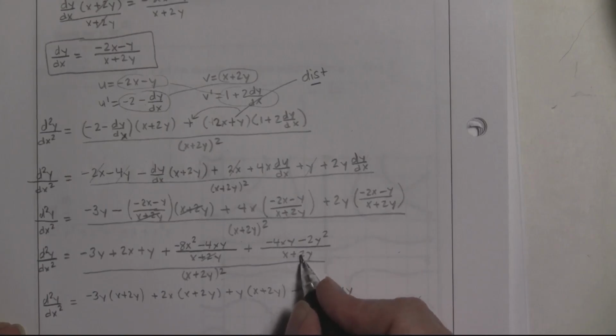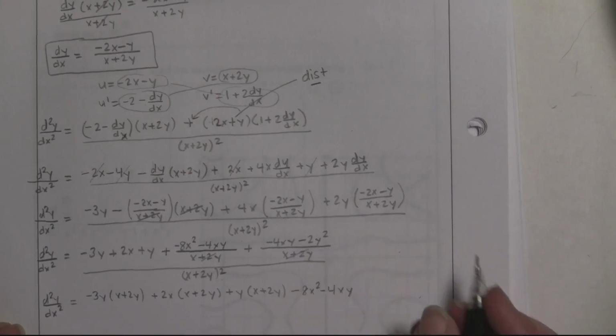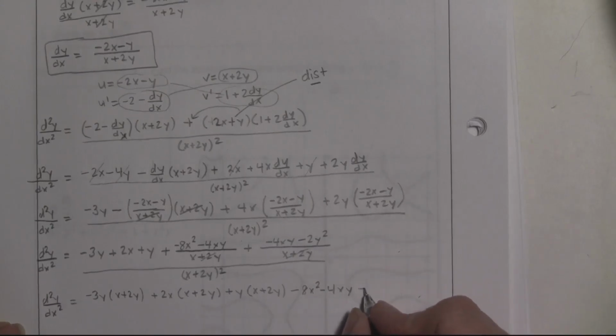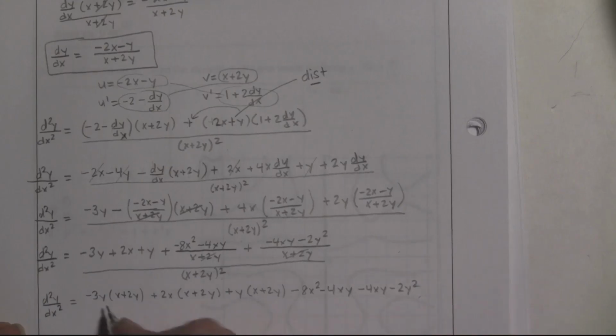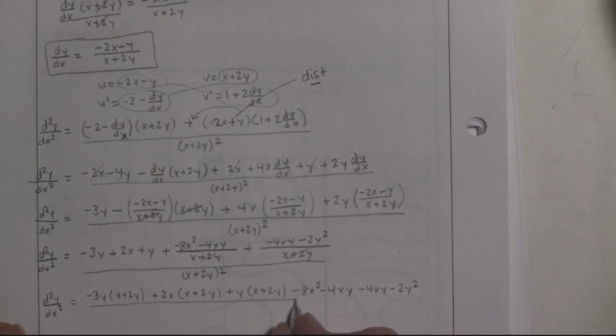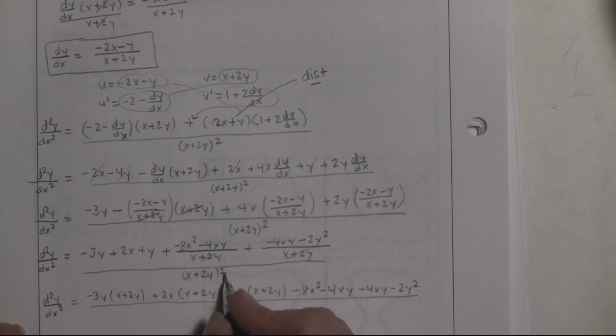And the same here. I'm multiplying this by x plus 2y, so it cancels the denominator and just gives me the numerator, all divided by... I have to multiply this by x plus 2y. There were 2 of those, now there's 3 of them.